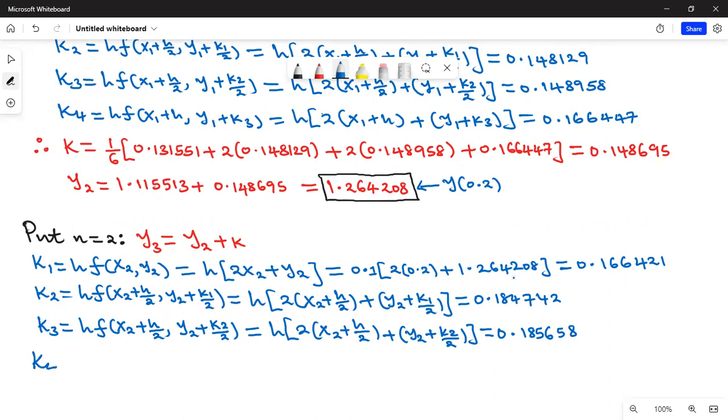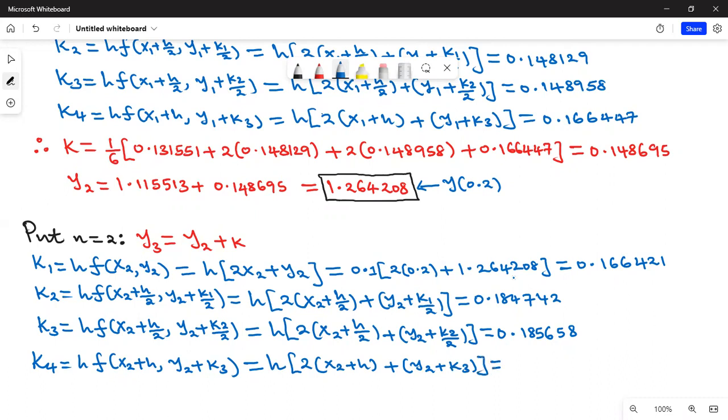And finally, k4, that is h times f of x2 plus h, y2 plus k3. Based on our definition of f of x, y, that was 2x plus y, where there is x, I'm going to substitute x2 plus h. And where there is y, I'm going to put y2 plus k3. So that is the same as h into 2 times x2 plus h plus y2 plus k3. Substitute the values of x2, y2, h, and k3 to get k4 equal to 0.204987.